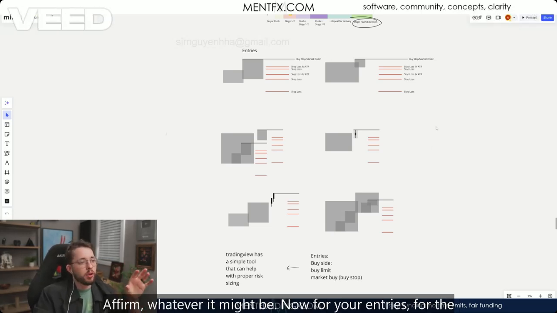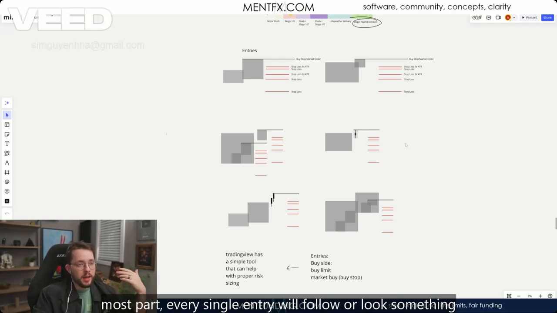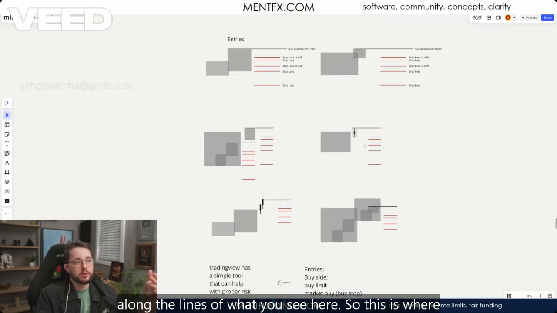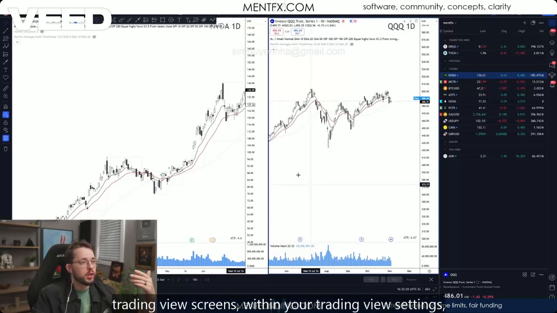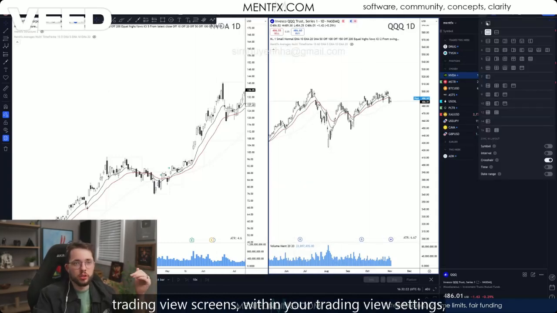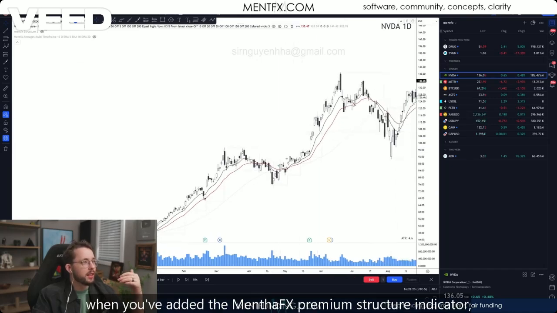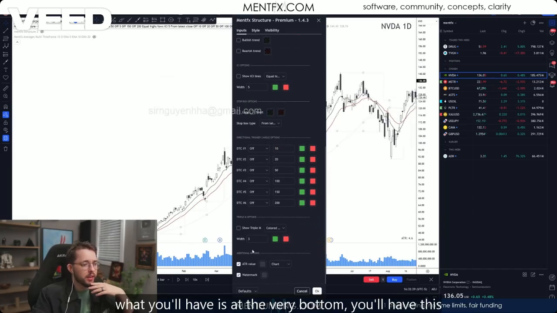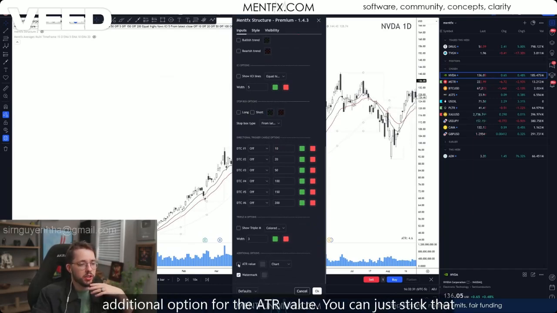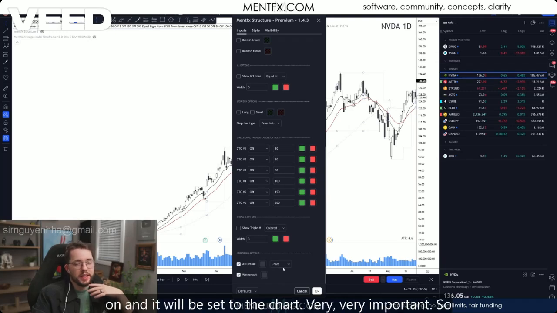Now, for your entries, for the most part, every single entry will look something along the lines of what you see here. So this is where you're also going to be introduced to the ATR. On your TradingView screens, within your TradingView settings, when you've added the MenthFX Premium Structure Indicator, you'll have, at the very bottom, this additional option for the ATR value. You can just stick that on and it will be set to the chart.